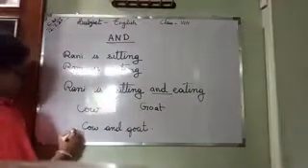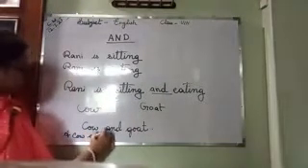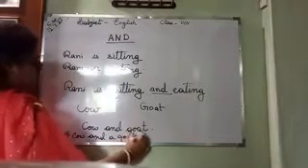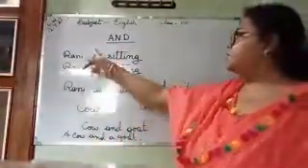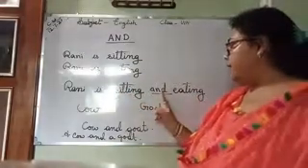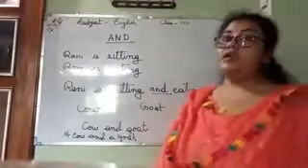Then group of words. I can say a cow and a goat. Okay? Group of words and two sentences. We use and. Understand? I hope all have understood.